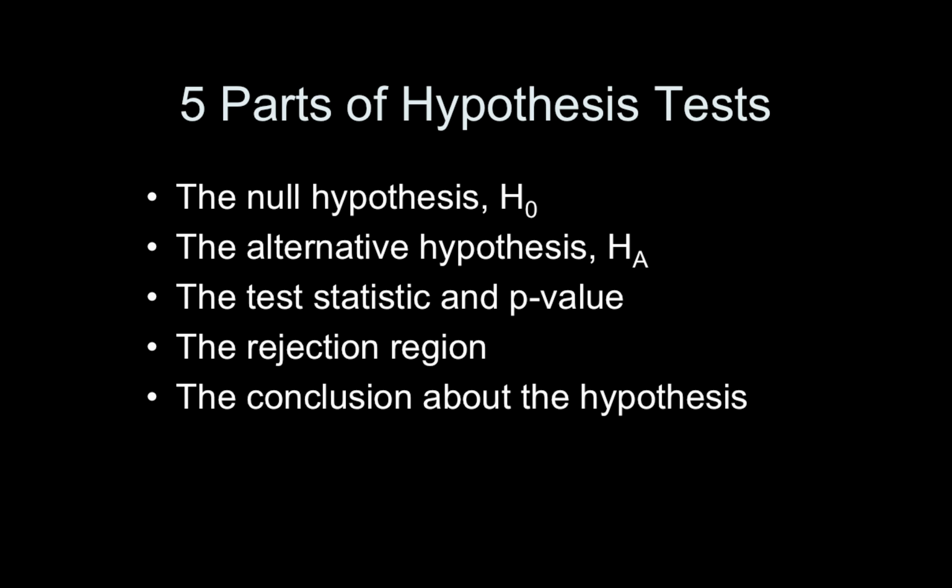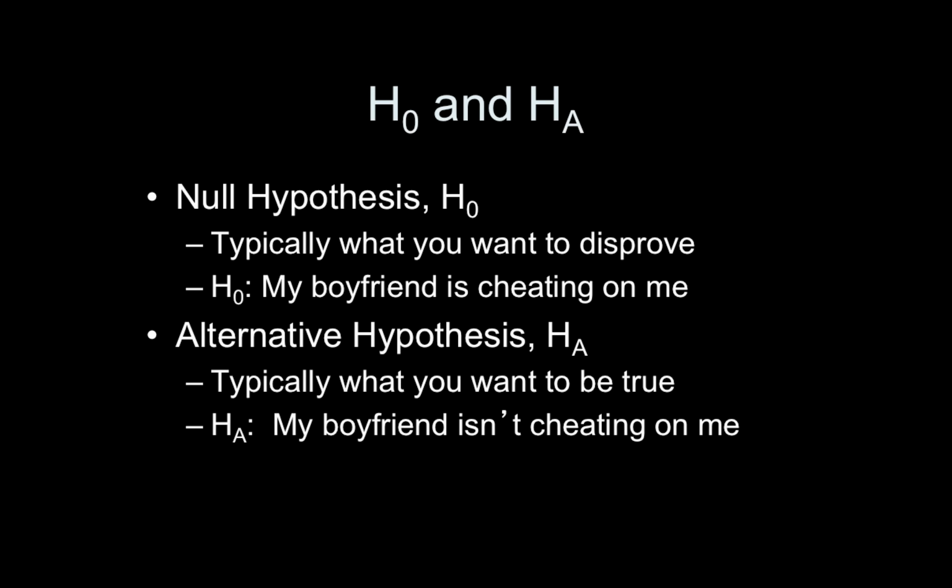There are 5 parts to the hypothesis test. If you pick it apart, there's the null hypothesis, the alternative hypothesis, so we'll use this H0, HA notation for those two things. The test statistic and p-value, they kind of go hand in hand. The rejection region, and then finally your conclusion.